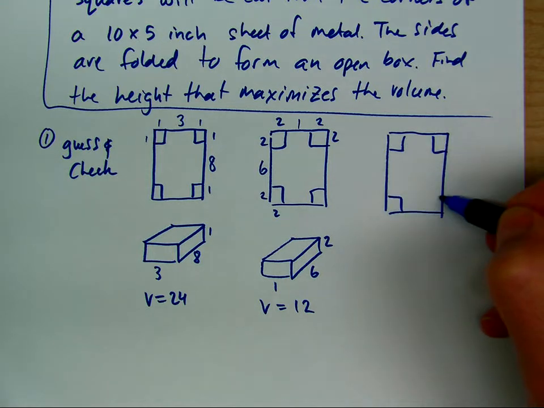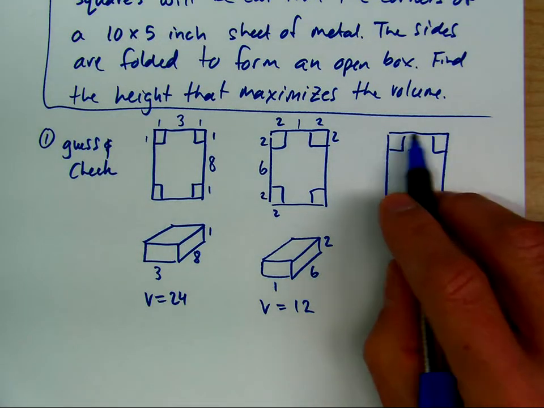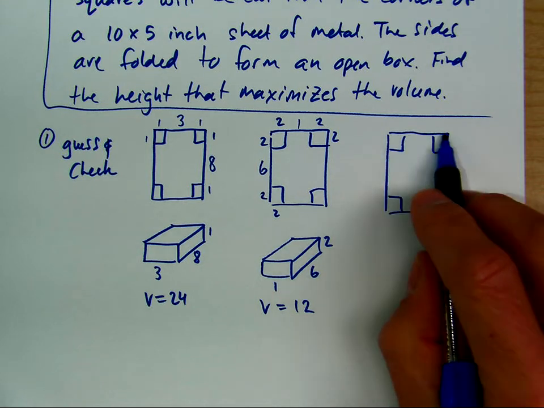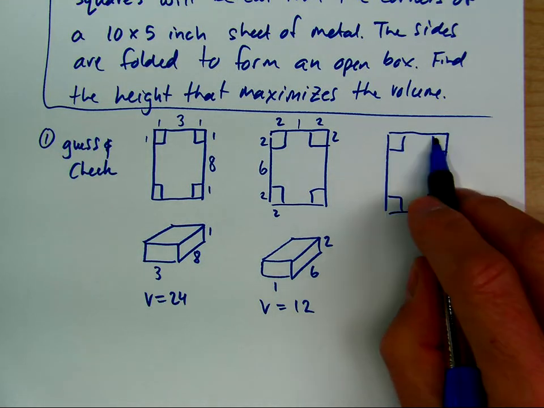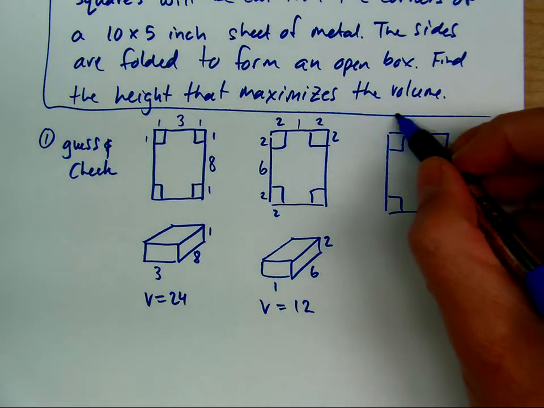Try another one. And I can't go to 3. You can't cut 3 out because that'd be cutting 6 out of 5. So here we've established a maximum value for what we cut out. It would be 2.5. So let's try a half.